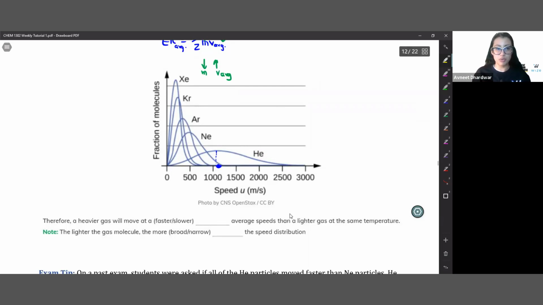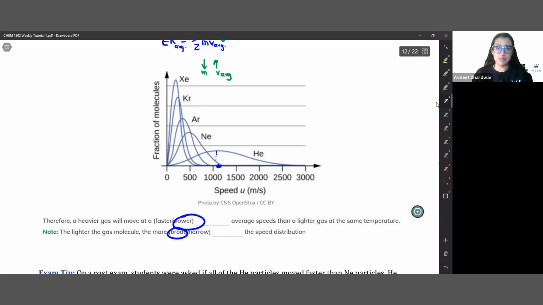It's summarized below, and we'll go over that. To summarize, a heavier gas is on average going to move at slower average speeds than a lighter gas. And if it's lighter, it also has an even broader distribution, like we see with helium. It has a higher average speed, but it can also have a lot of different speeds.